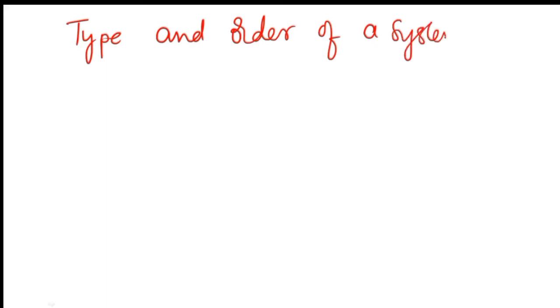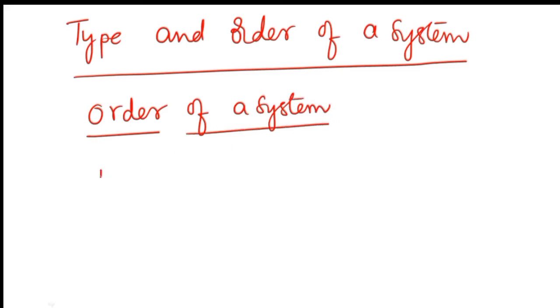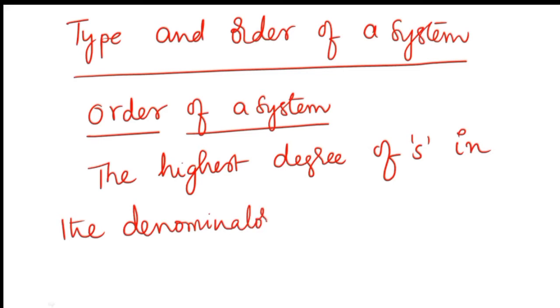First, we see what is meant by order of a system. The order of a system is defined as the highest degree of S in the denominator polynomial. The highest degree of S in the denominator polynomial is known as the order of a system.